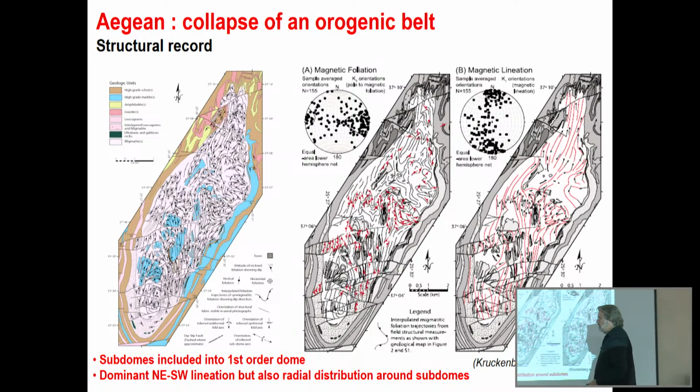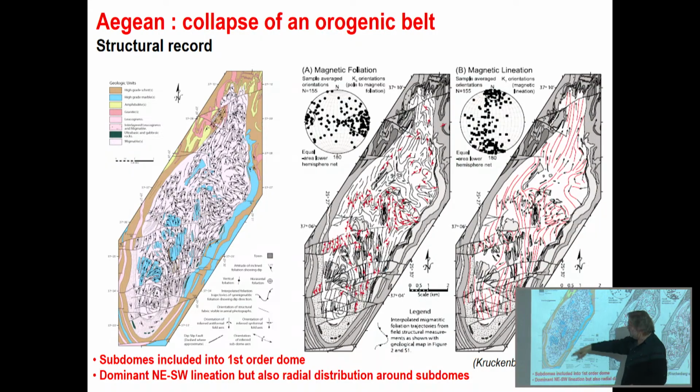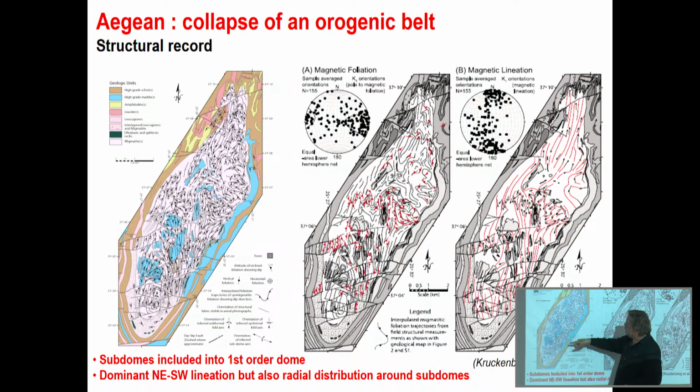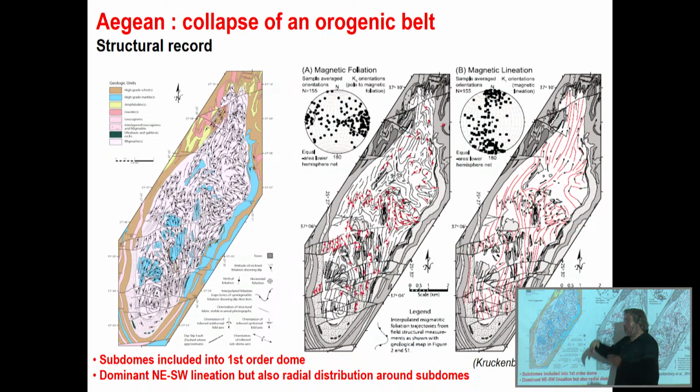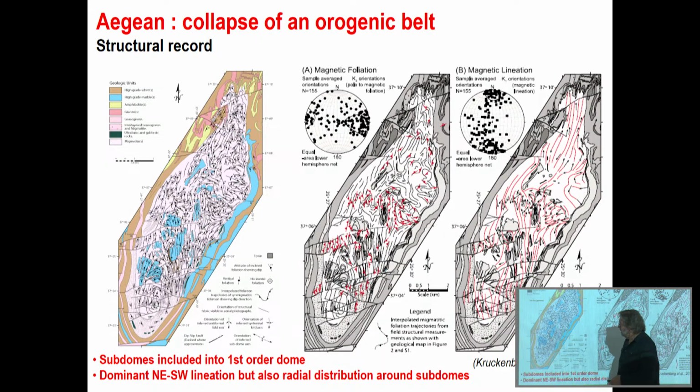So this student did a wonderful job. They spent one month taking measurements on this area, which is about 10 by 20 kilometers. Going up and down, they took about 600 samples for the magnetic foliation. And this is the map that came out of it.